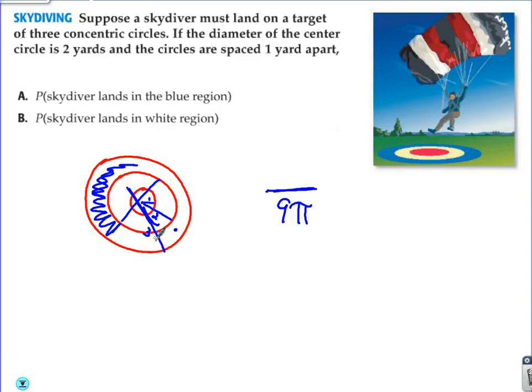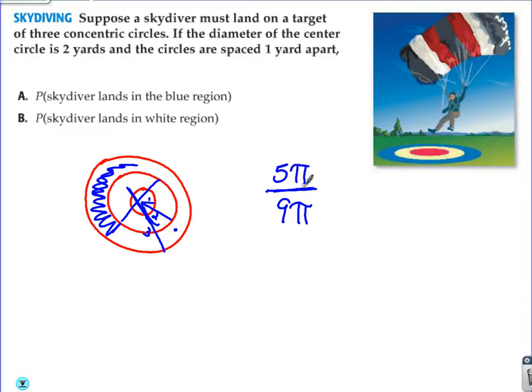Well, what's the middle 2 areas? What's the area of these 2 put together? The radius is 2. Careful. The area of this inside ring, the radius is 2, so therefore the area is pi radius squared, which is 4 pi. The area of this middle 2 rings put together is 4 pi. The whole thing is 9 pi, so this outside ring will be 5 pi.